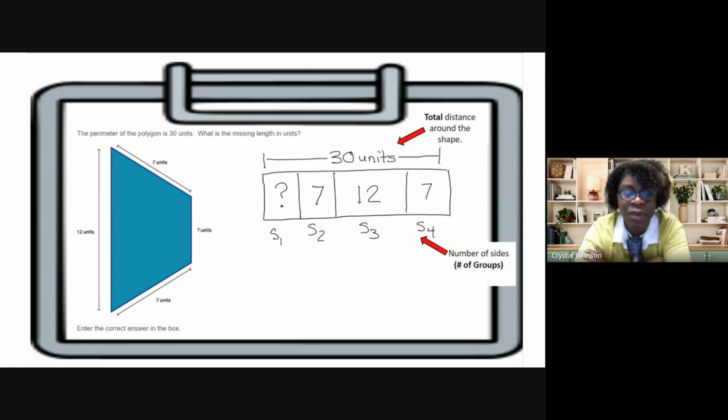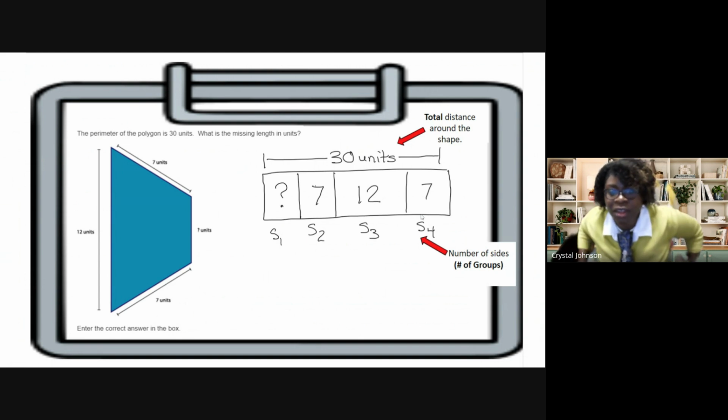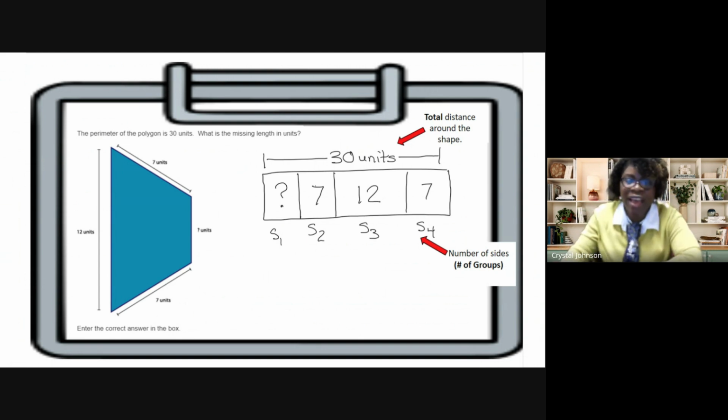If we look, we know that this shape has 4 sides. So on our strip diagram, we're going to have 4 sides. And we're also going to look at the lengths of those sides. Well, side 1 is unknown. So I don't know the length of side 1, so I'm going to put a question mark. Side 2, we know the length is 7 units. Side 3, 12 units. And side 4 is 7 units.